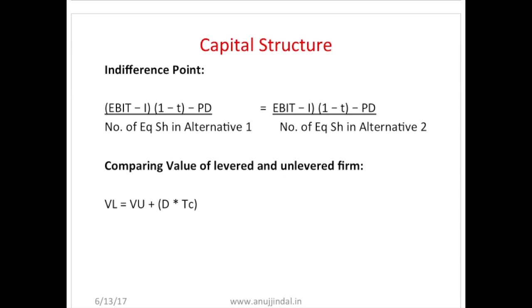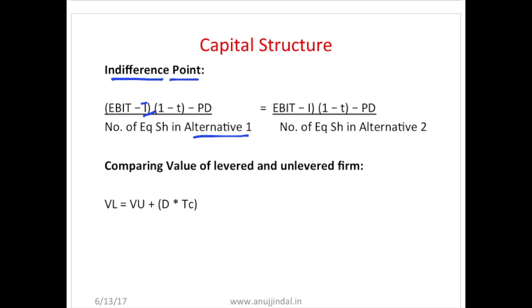Next is capital structure. The first important area that we're going to cover is indifference point. How do you find out indifference point in capital structure of a company? Indifference point is a point wherein there is no profit and no loss. So how is it found out? EBIT, earning before interest and taxes, minus interest that is to be given. Then you multiply it by 1 minus t and you reduce preference dividend upon number of equity shares in alternative 1.